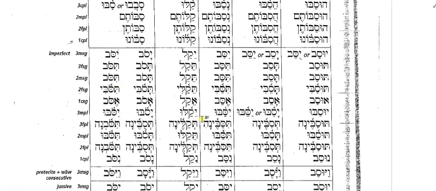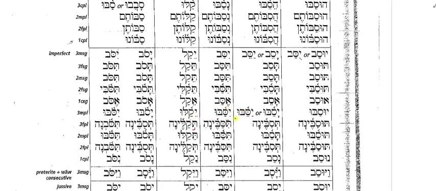So look at the cal imperfect 3MP. I have yasobu. Does that look like what I just saw? Yamodu, except I have mem and dalet instead of samek and bet here, right? So we have definitely a match here. Now, if you were thinking, well, maybe it's a different stem. Well, here's the stative verb for kalal. It doesn't look like that.